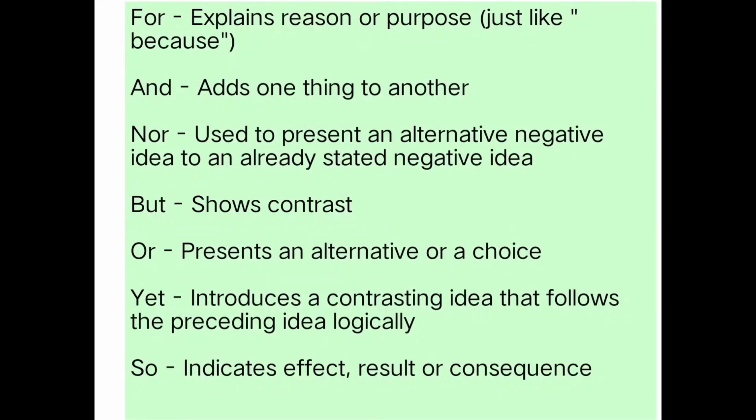Next one is for. It explains the reasons or the purpose, just like because, right? Like, she drank water for she was thirsty. So because she was thirsty, in a way. We can use this for as because. And adds one thing to another of the same kind.